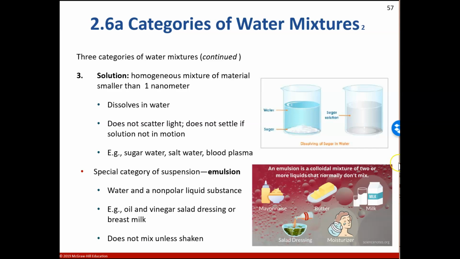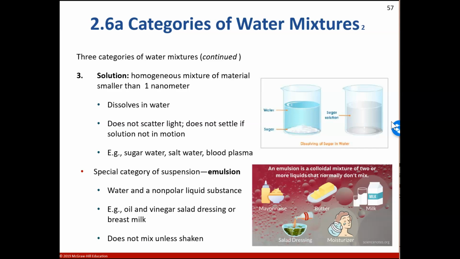And our last water mixture would be a solution. This is going to be a homogeneous mixture of a material smaller than 1 nanometer, and it will dissolve within water. So when we shine a light through a solution, it is not going to scatter light. We'll also see that the substance is not going to settle if the solution is not in motion. Examples would be like sugar water that we have over here, salt water, and blood plasma.